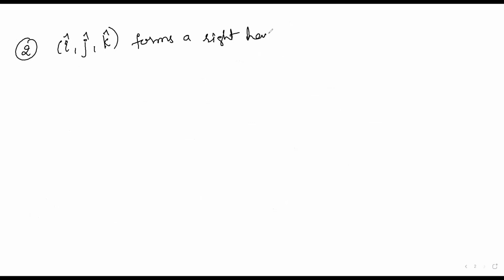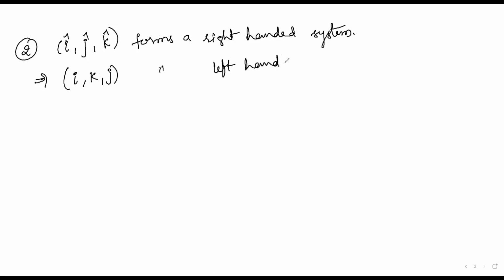First you understand this much. Is that okay? Number one. If you disturb this, that implies if you put i, then k and j, it forms a left-handed system. This is RHS, this is LHS. Like that.